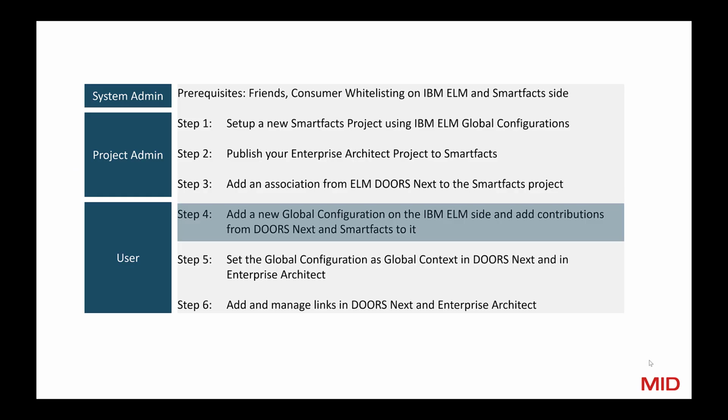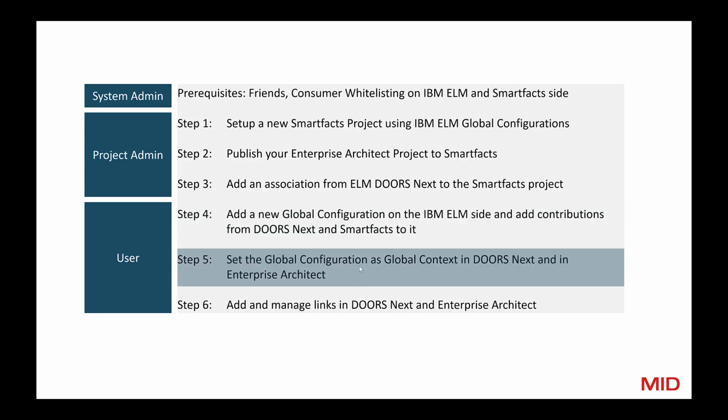So now we have to add a new global configuration on the ELM side, and this global configuration must contain the local configurations from Doors Next, so the requirements module we have just seen, and the Enterprise Architect model we have published to Smartfacts. Having done that, we will then set the global configuration as a global context in Doors Next and in Enterprise Architect, and we can start managing links.